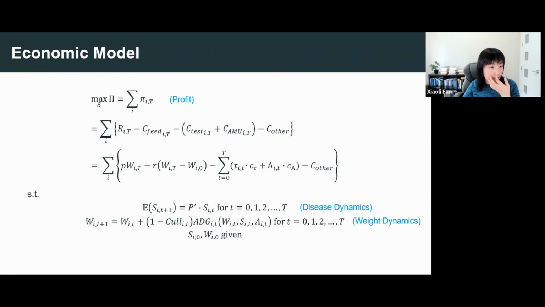Then there are two state equations here. One is disease dynamics, the other is weight dynamics. And you can tell here, the disease transits from one state to another. There is a P, which is the matrix there. It has many parameters. I'm not going to go into details there. But the next one is the weight gain. And again, the weight gain depends on the antimicrobial use. It also depends on the disease state.